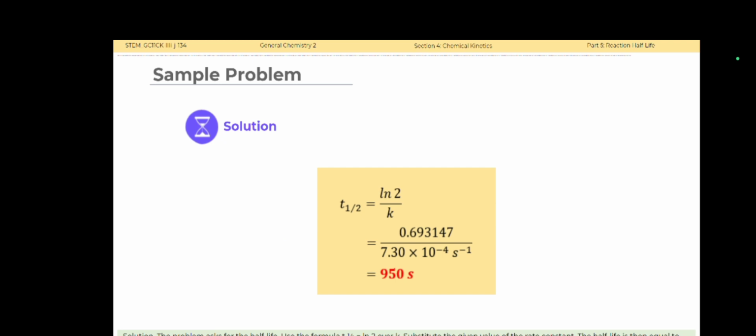Solution. The problem asked for the half-life. Use the formula t 1/2 equals ln 2 over k. Substitute the given value of the rate constant. The half-life is then equal to 950 seconds.